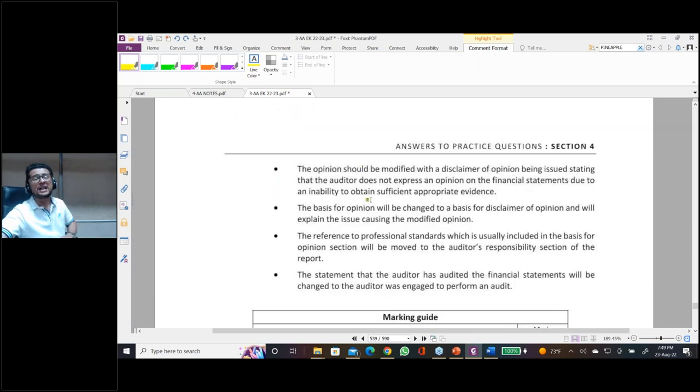Why? Because this lack of evidence is a huge one. It's not that you are not able to obtain the evidence on a purchase invoice. It's not that you are unable to gather the evidence on a particular sales order. It's about management not being willing to cooperate. They are not acknowledging their prime responsibility. So if they are not willing to sign the written representation letter, this is considered a huge thing. So this is an extremely important question. Are you all clear?